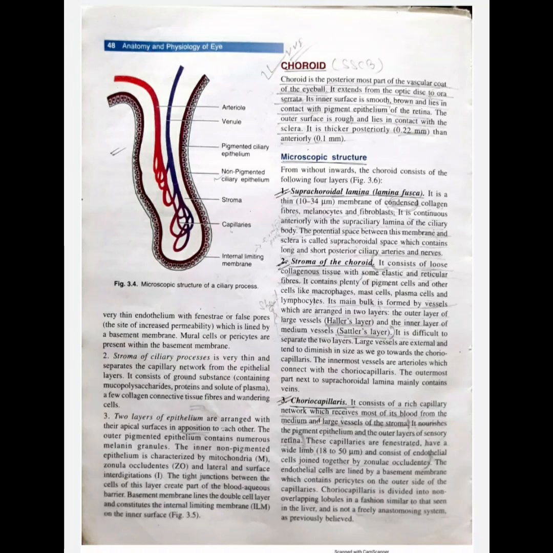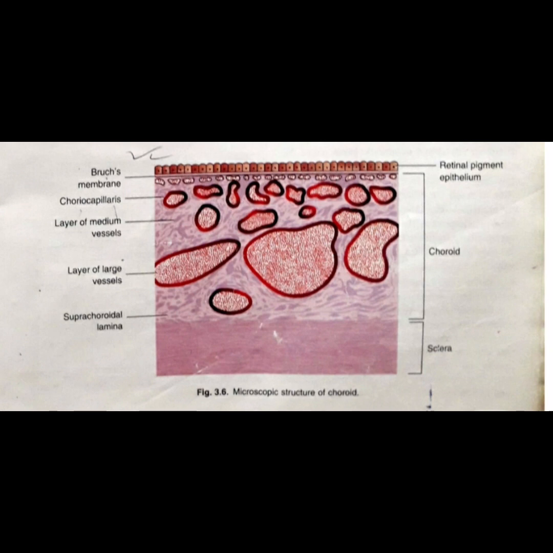Hello students, today we'll learn about the structure of choroid. Choroid is the posterior most part of the vascular coat of the eyeball and also it is the last part of the uvea. It extends from the optic disc to the ora serrata. Okay, so after ora serrata there is ciliary body and then iris.